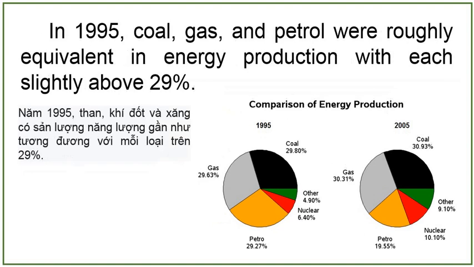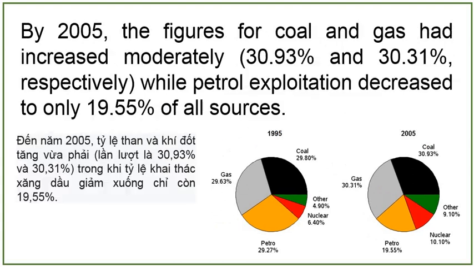In 1995, coal, gas, and petrol were roughly equivalent in energy production, with each slightly above 29%. By 2005, the figures for coal and gas had increased moderately, 30.93% and 30.31% respectively, while petrol exploitation decreased to only 19.55% of all sources.